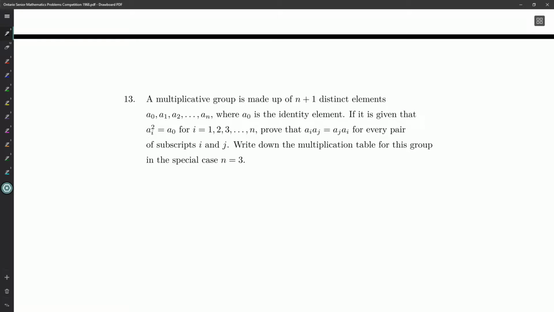We have made it. We are at the end of our 1968 Ontario Senior Contest. We're on the last question, question number 13. It's been quite a journey getting here. And what have we got for question 13?